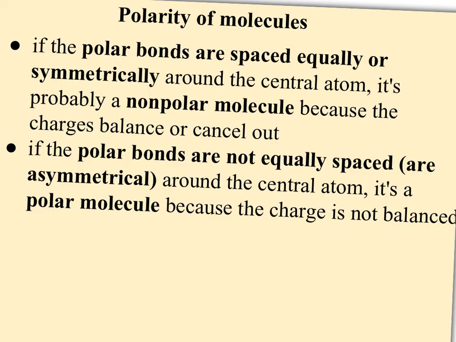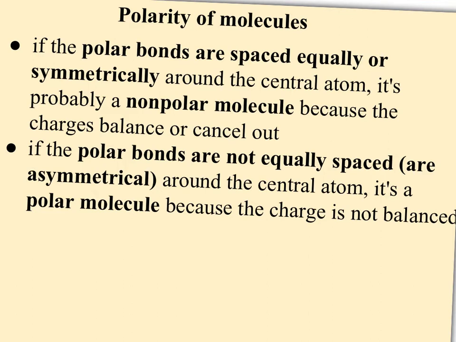So if polar bonds are spaced equally or symmetrically around the central atom, then the charge is also going to be spaced equally around it. And there's not going to be just one positive end and one negative end. That charge is going to be spread around. There's going to be areas of positive and areas of negative, but it's going to be balanced overall. So if it's symmetrical, it's probably a nonpolar molecule because the charges are going to balance or cancel out.